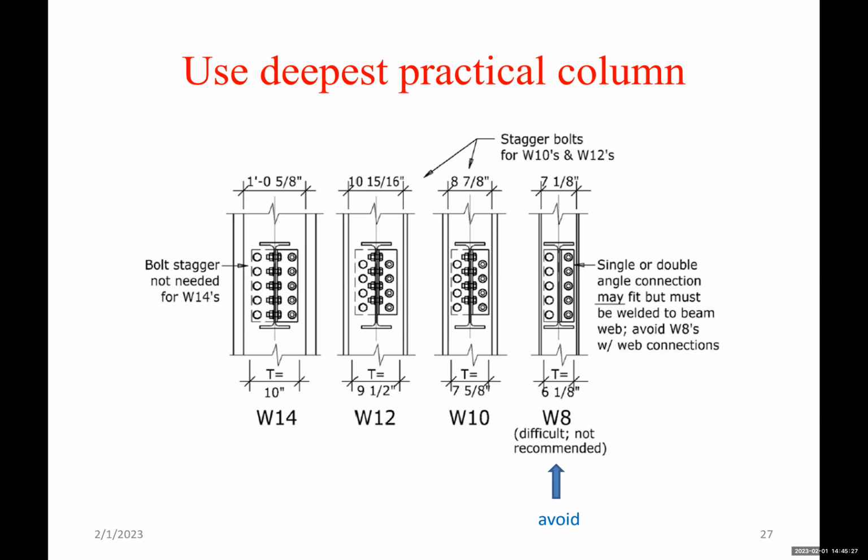For W8, typically we don't have much room left in the web to frame a connection. It will be tight, even to erect the connection there. So instead of, for example, using a W8x40 column, you can use a W10x30, if it works, and I think it will. The weight is less even for the W10 than the W8x40, but you can have more space for the connection.